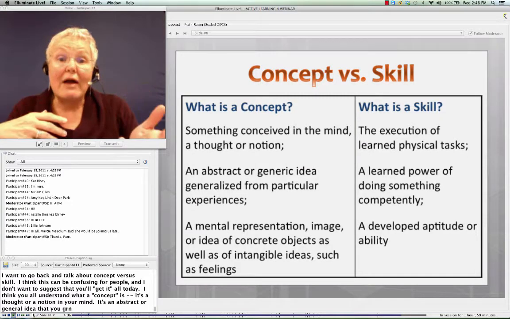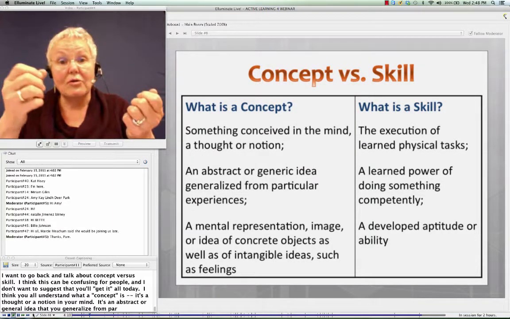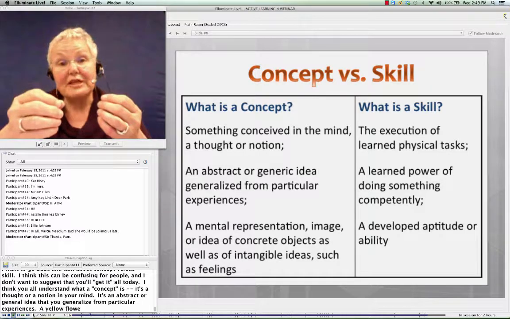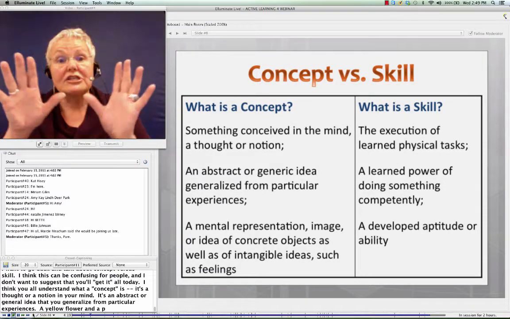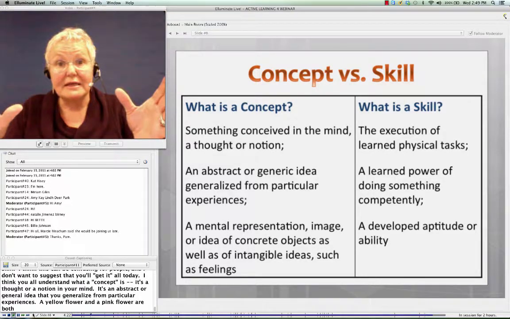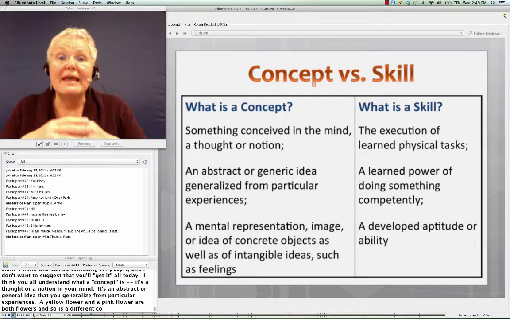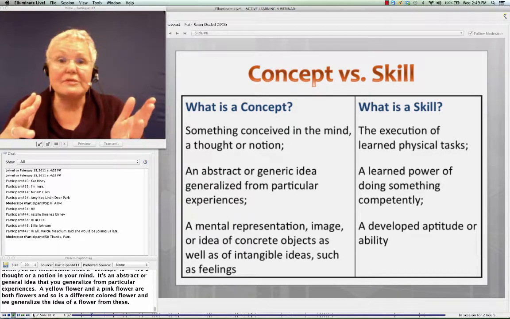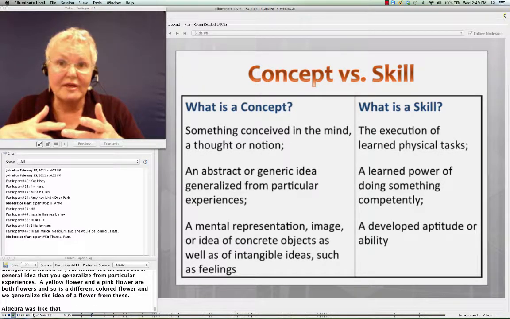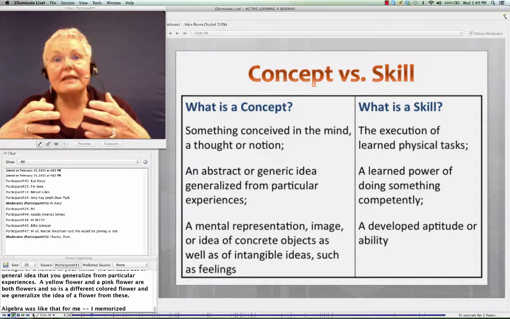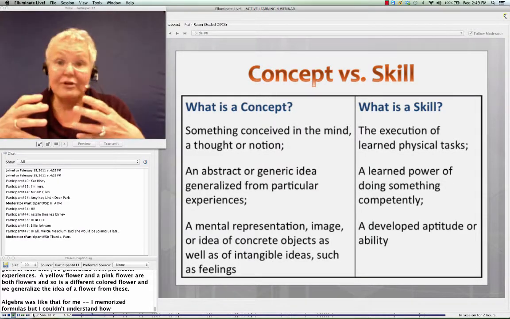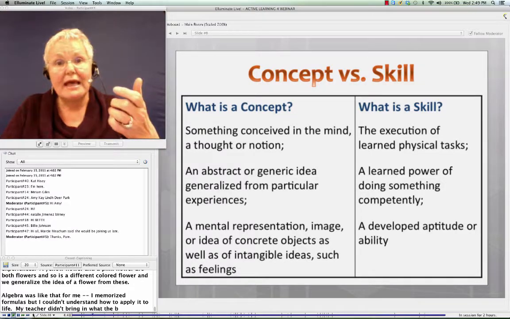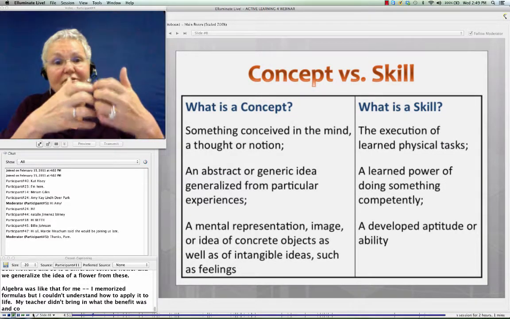A flower, this yellow flower is also this pink flower, and this thing over here, which happens to be pink and white and smells really good, is also a flower, so that I start to generalize out that idea. For those of us who may be math challenged, when I was in school, algebra was like that. I memorized what I was supposed to memorize. I had no idea what it had to do with my life. I could not bring it in, and the teacher I had didn't bring in what the benefit is, how to connect it to me, and have me be able to connect it with other concepts to fit it together and understand.